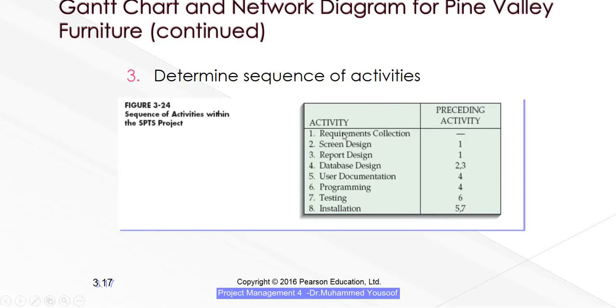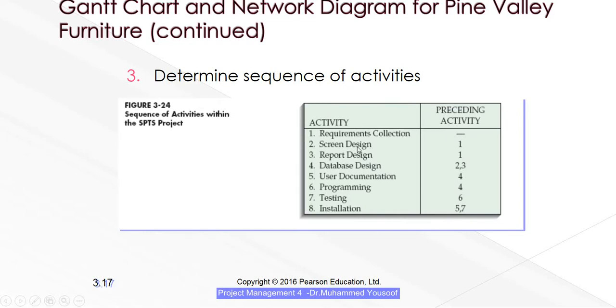Now you can see here there is preceding activity. We are going to determine the sequence of activities. Like there are 8 activities, which should start first. Now you can see here, this is the first task I am going to do. So there is no activity before this. So that's why I give a hyphen here, mentioning that there is preceding, meaning before this. Before this there is no activity. That means this is the first activity. Requirement collection is going to be the first activity. Is that clear?